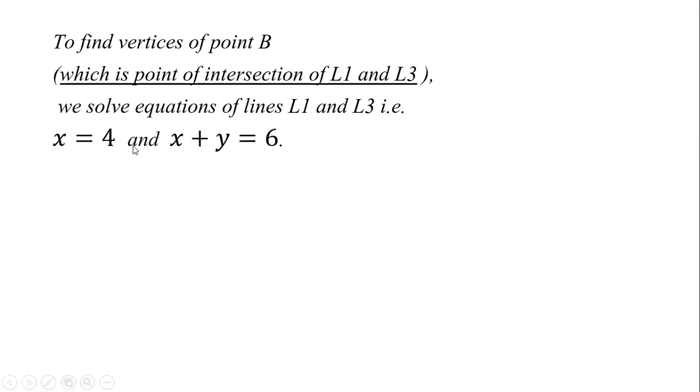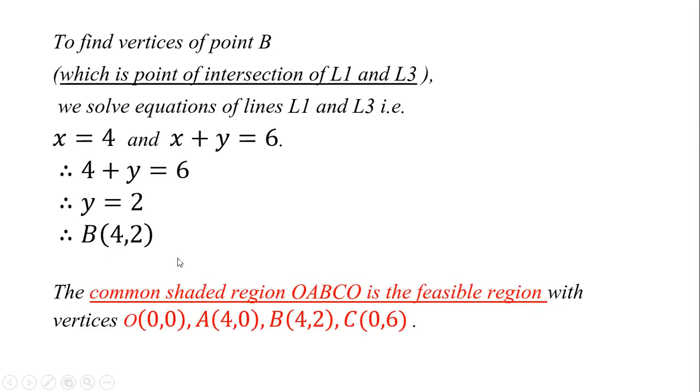That is x is equal to 4, the equation of L1, and x plus y equal to 6, the equation of L3. We solve these two equations. We substitute x is equal to 4 here. So we get 4 plus y equal to 6. Transferring 4 to this side, y is equal to 6 minus 4 equal to 2. So the coordinates of point B will be 4, 2. Now the most important thing, we have to write this. The common shaded region O, A, B, C, O is the feasible region with vertices O(0,0), A(4,0), B(4,2) and C(0,6).